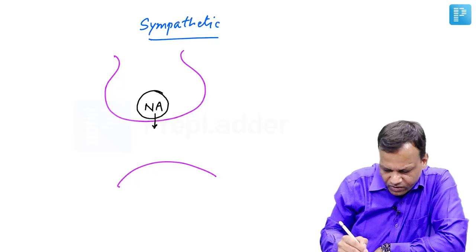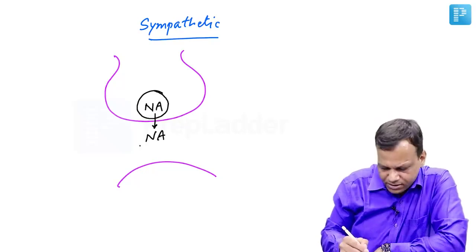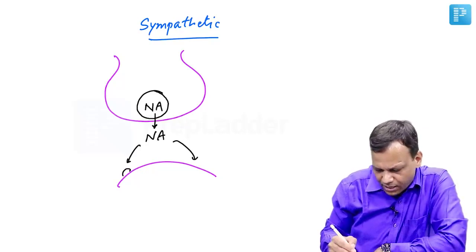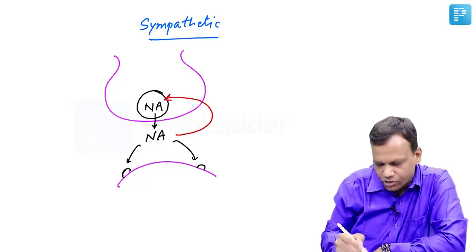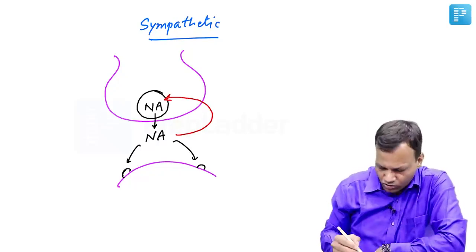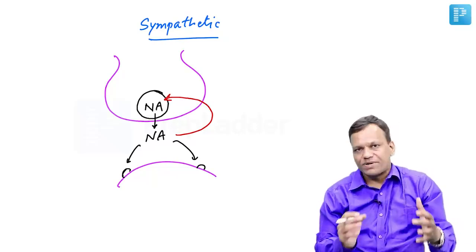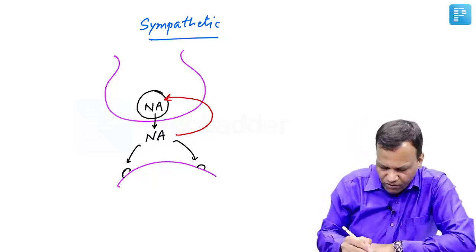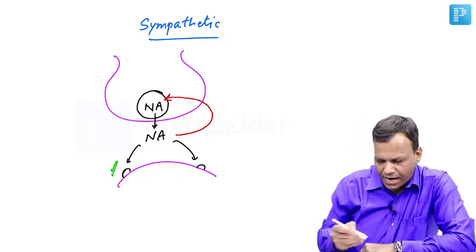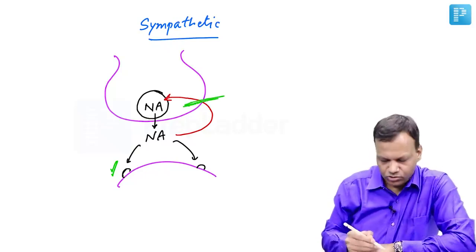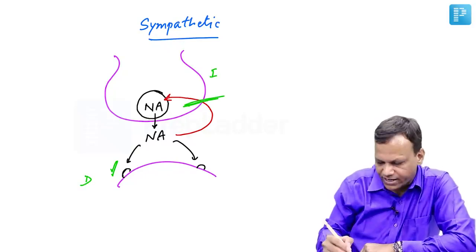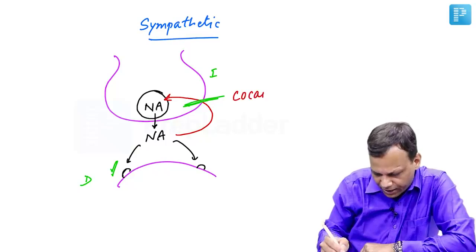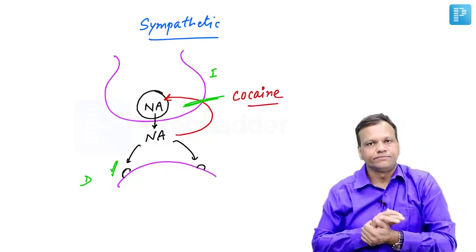So whenever a nerve impulse comes, noradrenaline is released, then it works on the receptors, and after that the action has to be stopped, which is done by reuptake. So it goes back, and the action stops. The adrenergic drugs or sympathetic drugs may be of 2 types: one which directly work on receptors, and second which inhibit the reuptake. So this is directly acting, this is indirectly acting. And the most important indirectly acting drug which inhibits the reuptake, you need to know, is cocaine.